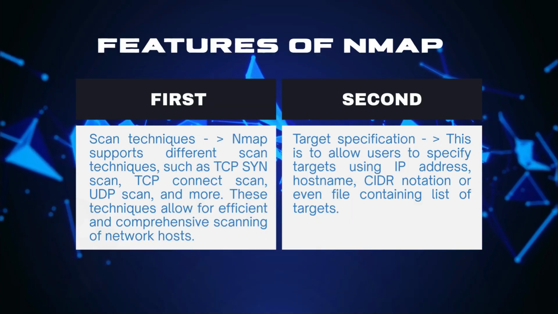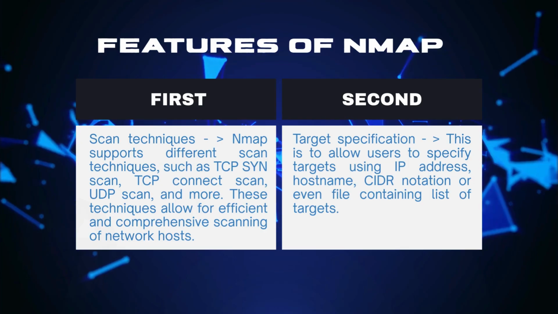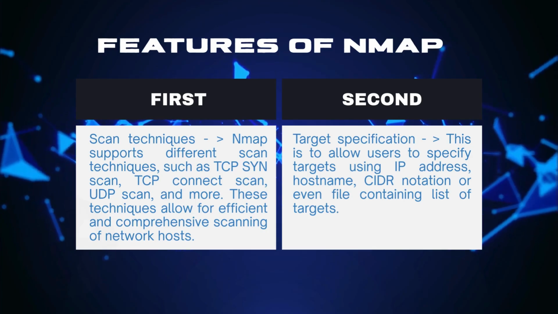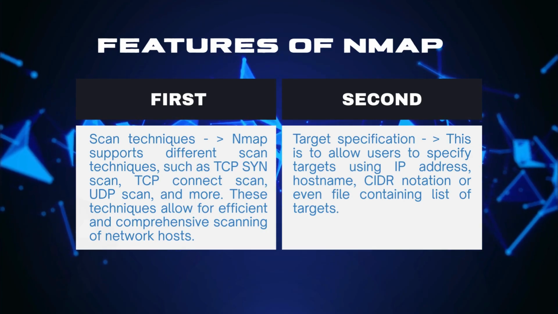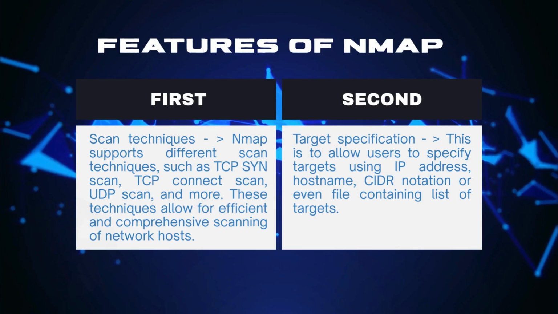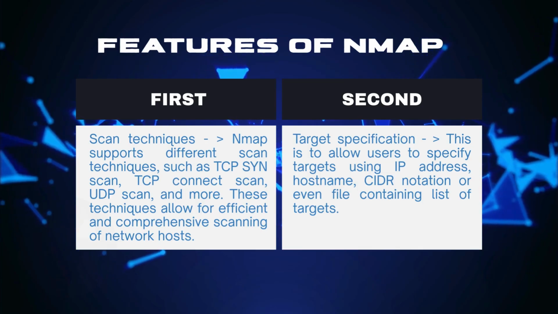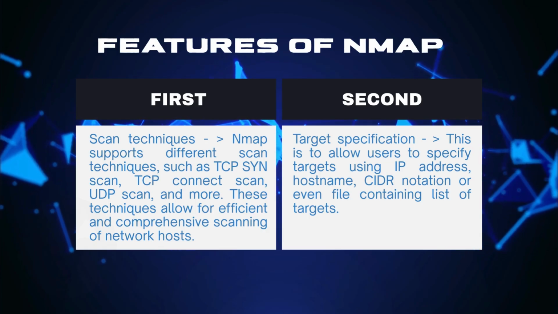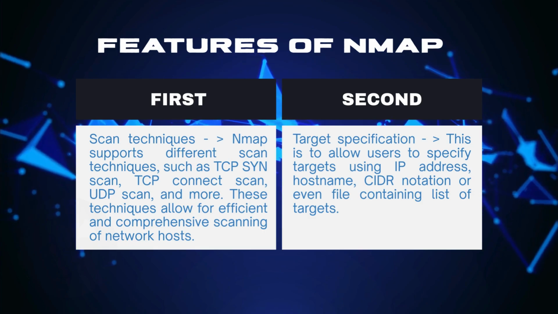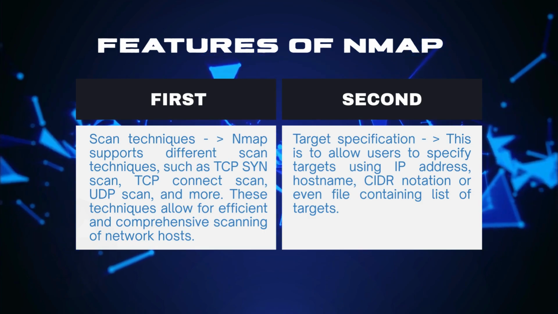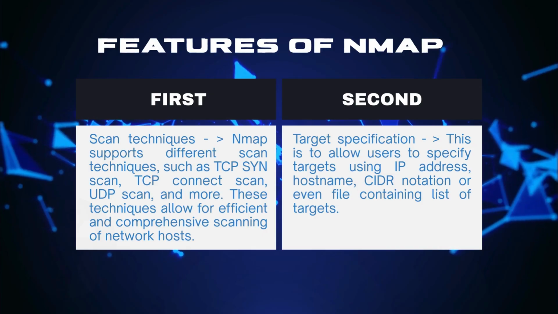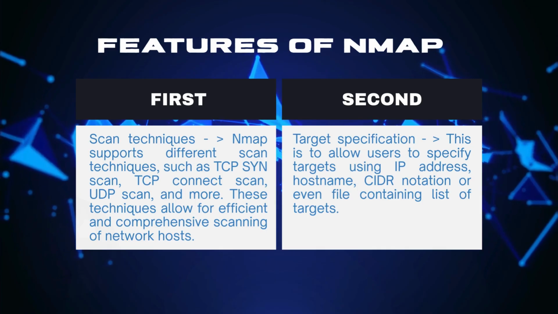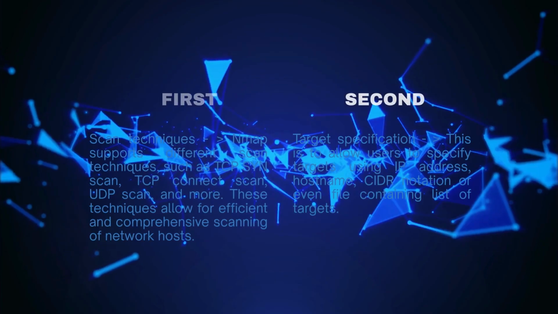For target specification, users can specify a single IP address or a range of IP addresses using CIDR notation. We can also scan devices by using their hostnames instead of IPs. Moreover, Nmap allows you to create a file containing a list of targets and load that file for large scanning operations. This makes Nmap very powerful when you need to scan a small number of devices or even thousands of machines at once during a security audit.